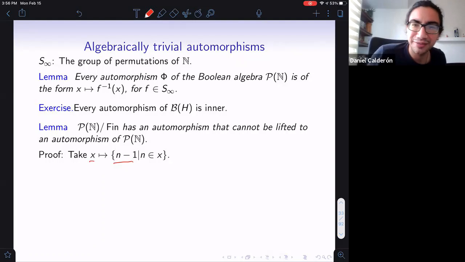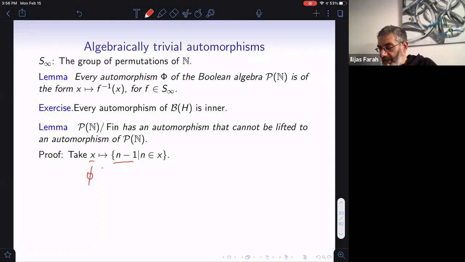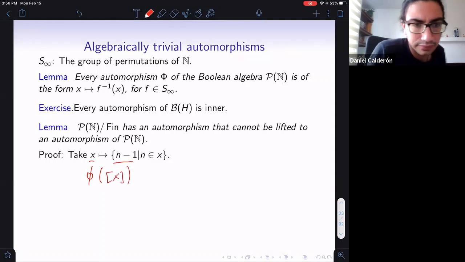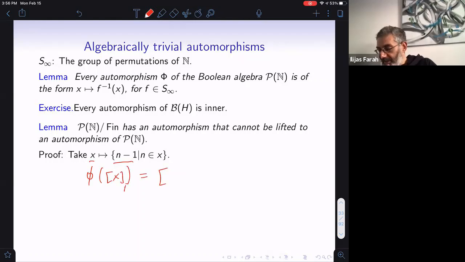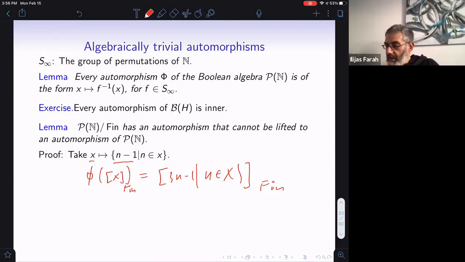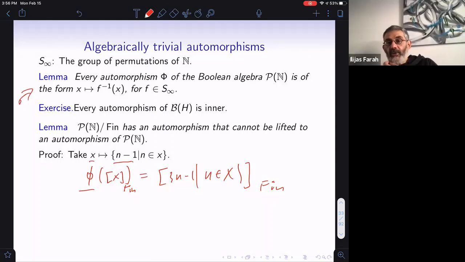Can you repeat that, please, Ilijas, about why this cannot? So our phi of the equivalence class of x, so this is the equivalence class modulo finite, is the equivalence class of n minus 1 for n in x, mod finite. Now, why is this not lifted by an automorphism? Well, every automorphism is lifted by a permutation. Now, what would that permutation be?